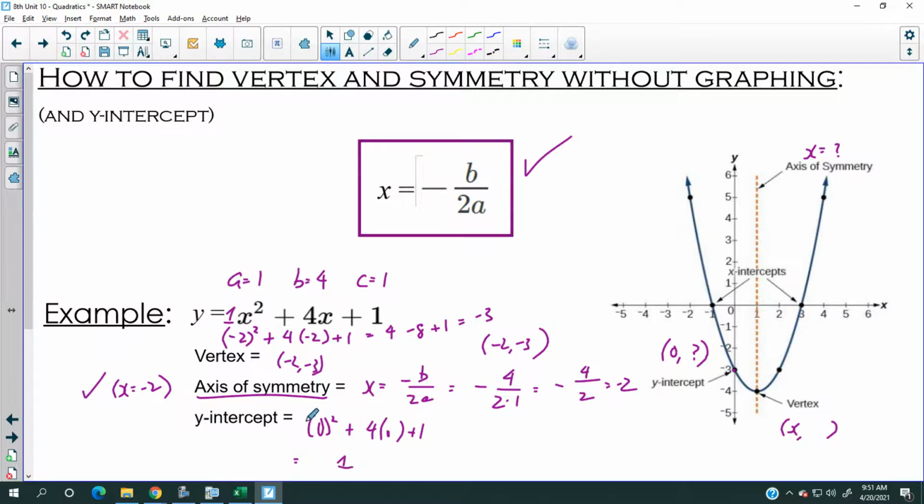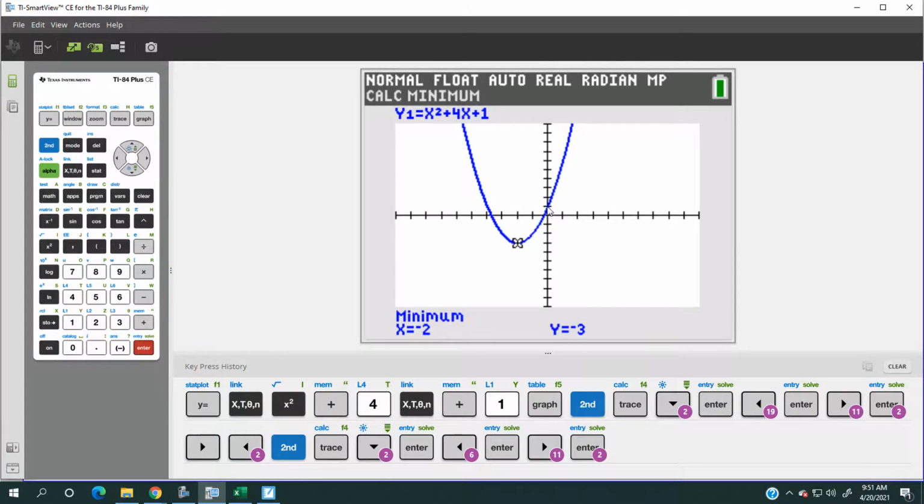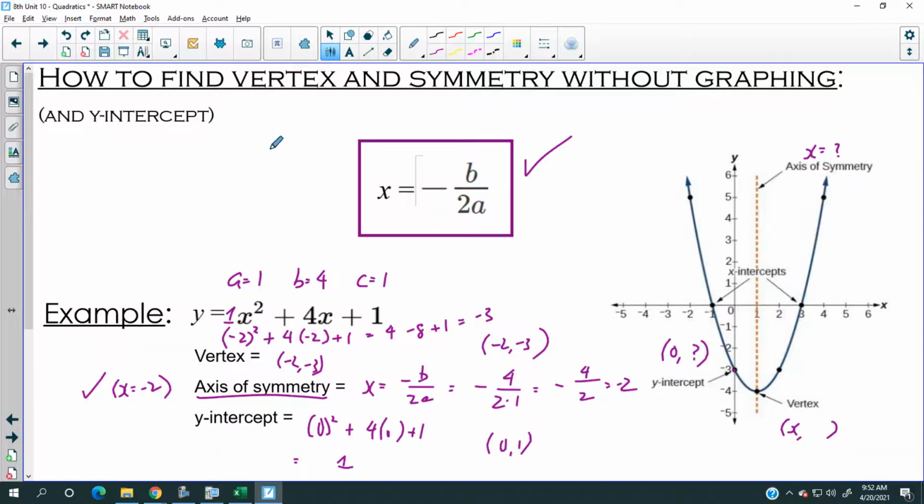Is that right? Hold on. I did that a little too fast. So that means the y-intercept is (0, 1). Let's see if that's even true. All right, and that's actually true. Where does the blue quadratic function cross the y-axis? Right here. You can look at the table of values too: when x is 0, y is 1. There you go. See, I didn't lie to you. So we got our 3 answers.